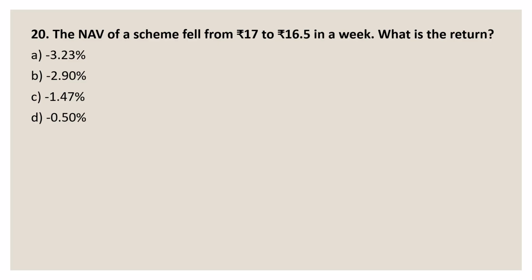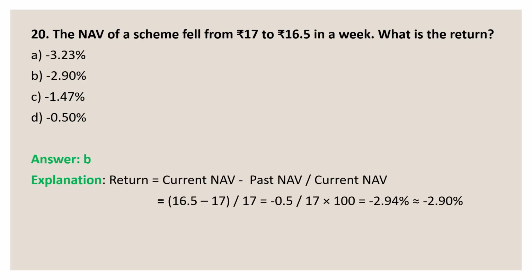The NAV of a scheme fell from 17 to 16.5 in a week. Then what is the return? Option A minus 3.23%, option B minus 2.9%, option C minus 1.47% and option D minus 0.5%. Correct answer is option B minus 2.9%.